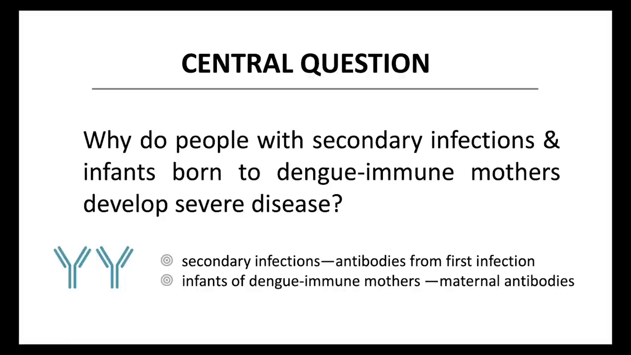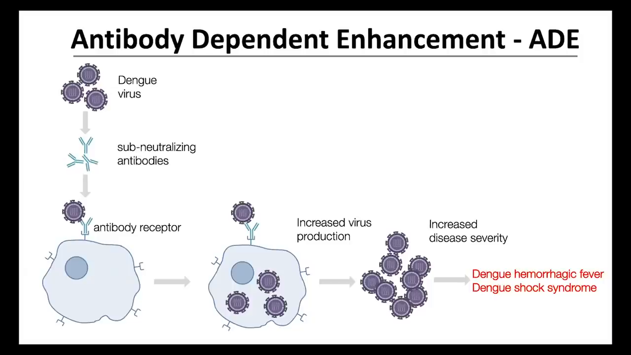So now, to go back to our central question, why are people with secondary dengue infections and infants born to dengue immune mothers coming down with severe disease? The answer has to do with the fact that both groups of individuals have antibodies. These antibodies come from the first infection in people with secondary infection. In the case of infants, these antibodies come from their mother. These are maternal dengue antibodies. Based on these epidemiologic observations, a hypothesis called antibody-dependent enhancement, or ADE for short, was formulated. According to this hypothesis, dengue, this is the virus here, binds with the antibodies. Instead of the antibodies being neutralizing and getting rid of these virus infections, these antibodies are subneutralizing.